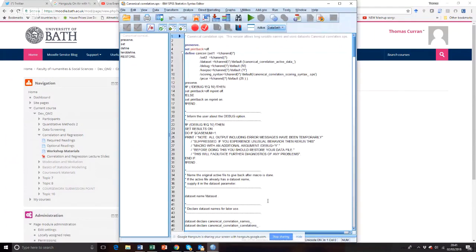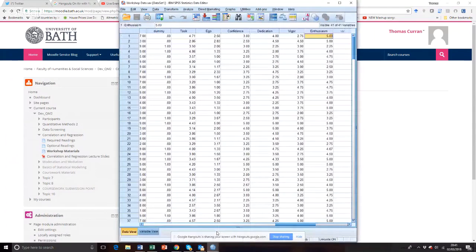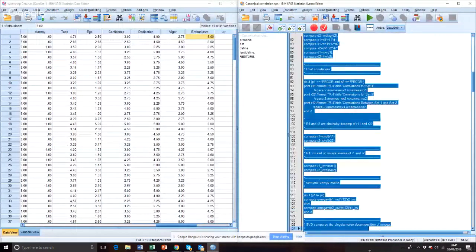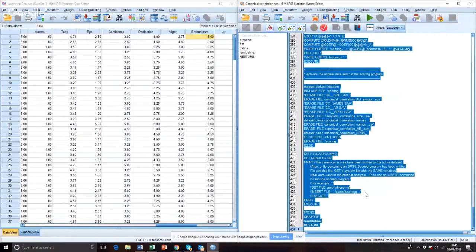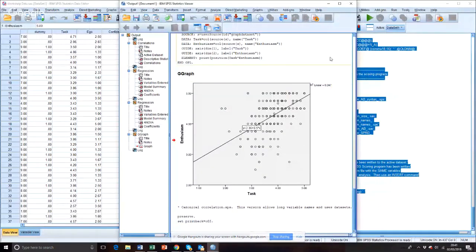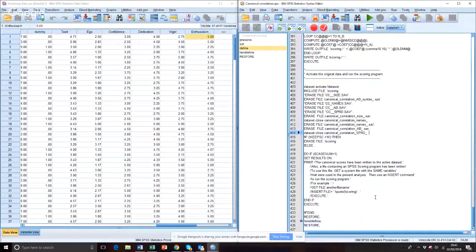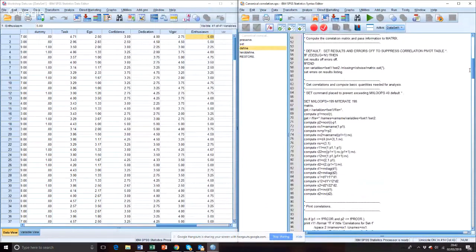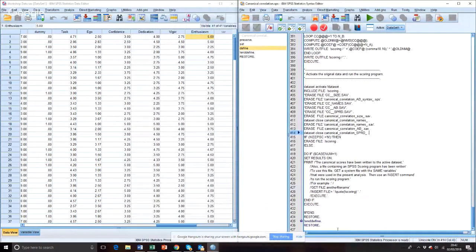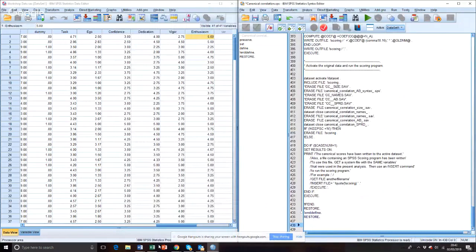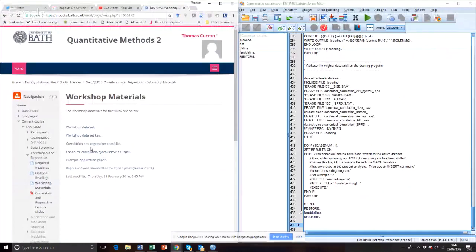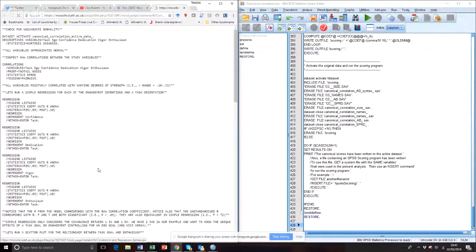Okay, so what you should have when you save that is something that looks like this, which is the canonical correlation syntax for this particular file. Now, what I want you to do is highlight it all, and then click run. Don't worry, it's not going to do anything. All I'm doing there is loading that particular script into SPSS so that now we can write in the syntax that we need. So what I'm going to do is go into the syntax file.